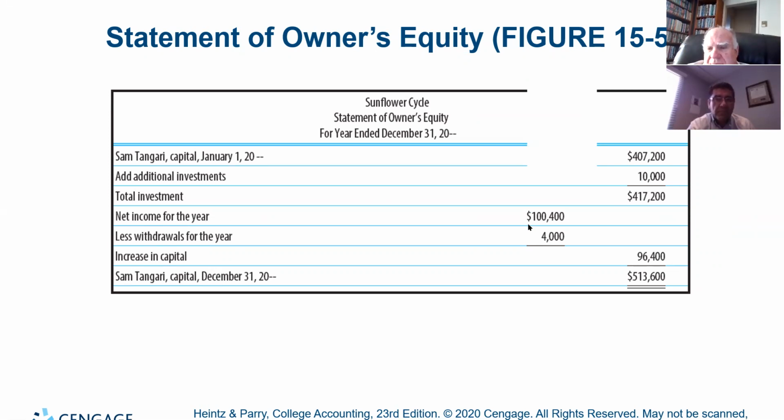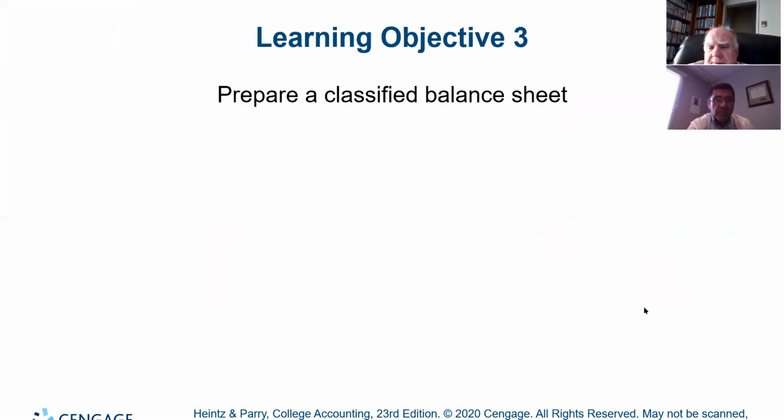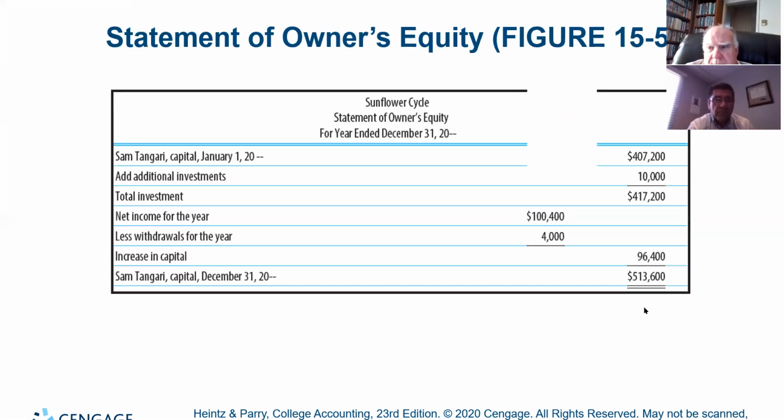He had a profit of about 25%, and he took withdrawals out. Maybe that's how this guy pays himself. So the change in capital is a plus 96,400, and there's your new capital. Good with that, Rod? Yeah.